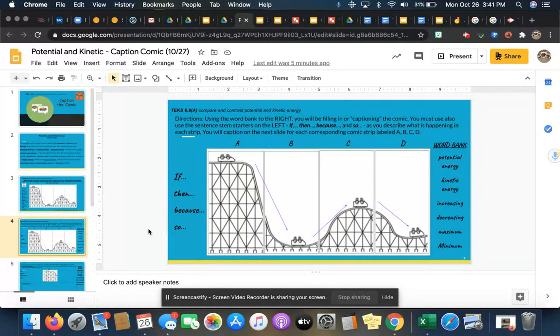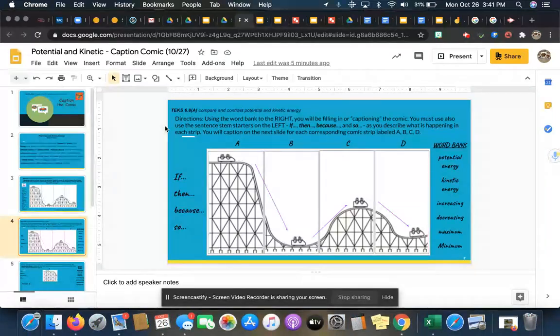Slide 4 has our directions. The directions say, using the word bank to the right, you will be filling in or captioning the comic. You must also use the sentence stem starters on the left: if, then, because, and so, as you describe what is happening in each strip. You will caption the next slide for each corresponding comic strip labeled A, B, C, D. So this first one is A, and then I have B, C, and then D.